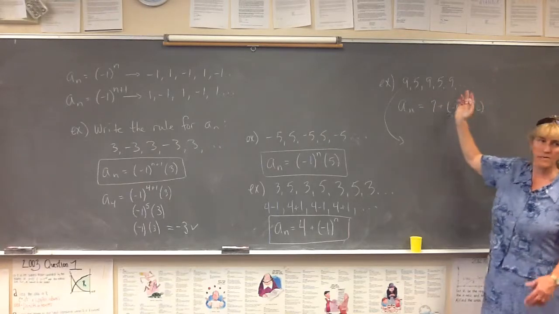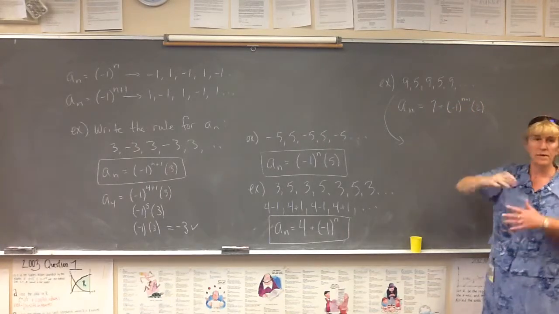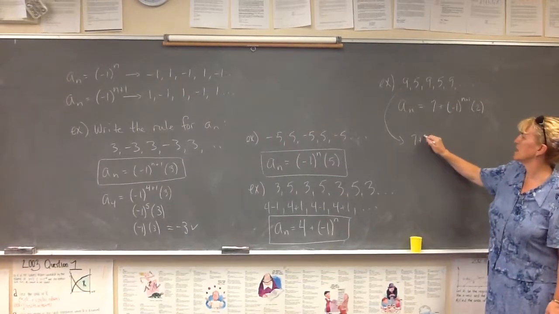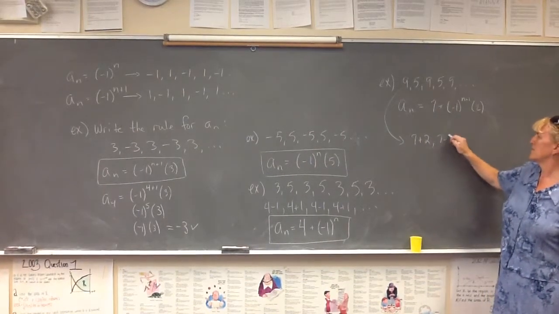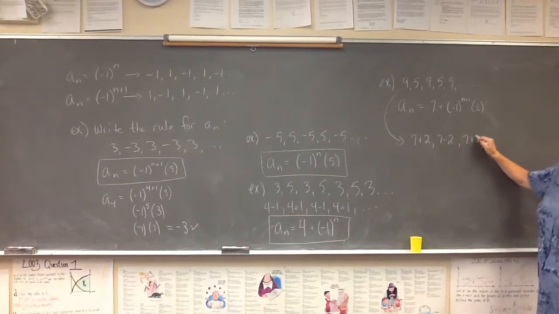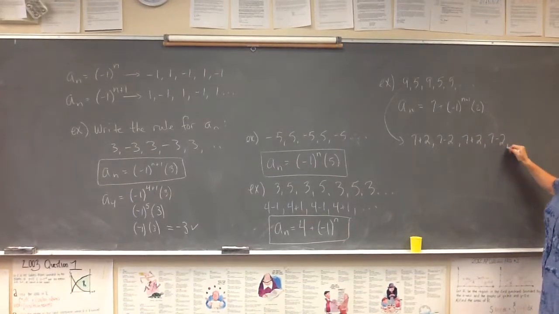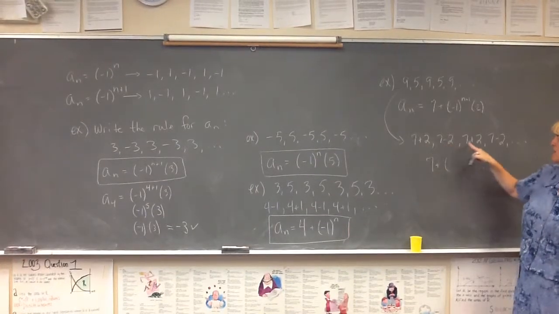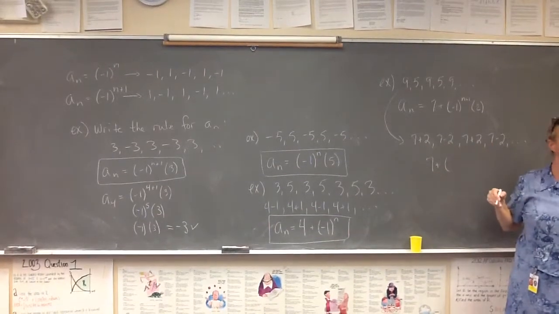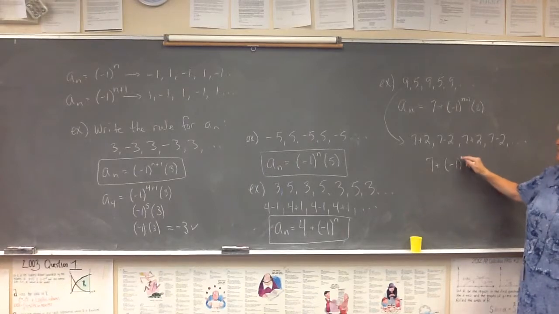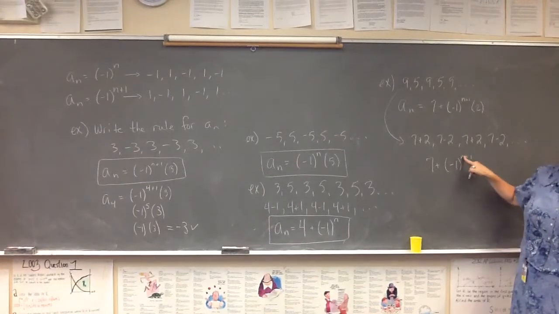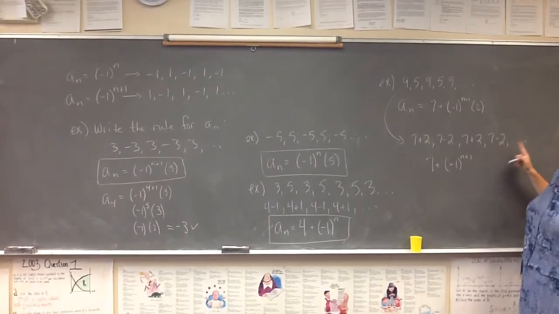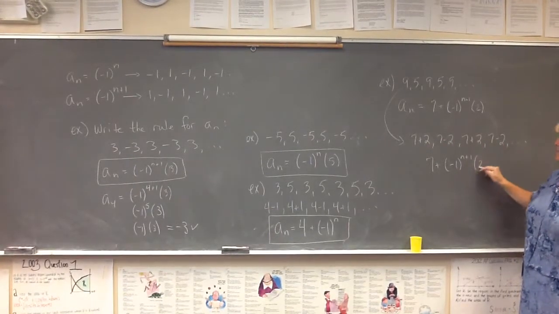What number are we picking, obviously? 7, because it's right in the middle between 5 and 9. So this becomes 7 plus 2, and then 7 minus 2, and then 7 plus 2, and then 7, and so on. I need to deal with the positive, negative, positive, negative. So we deal with that by doing negative 1 to the n plus 1, starts with positive first. And then see the 2 over and over and over again? There it goes right there.